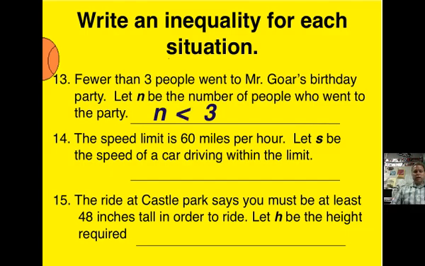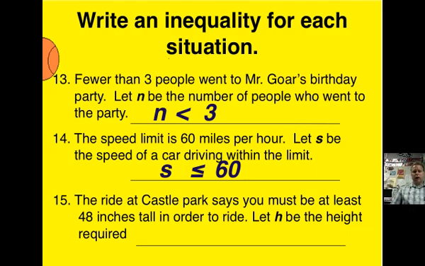Number 14, the speed limit is 60 miles per hour. Let s be the speed of a car driving within the limit. So I'll do s and 60. Can I drive 60 miles an hour and have it still work? Sure. So that means I'm going to include it as an answer. So s is less than or equal to 60, which means I can drive slower than 60, and I can actually drive 60 and not have to worry about a ticket.